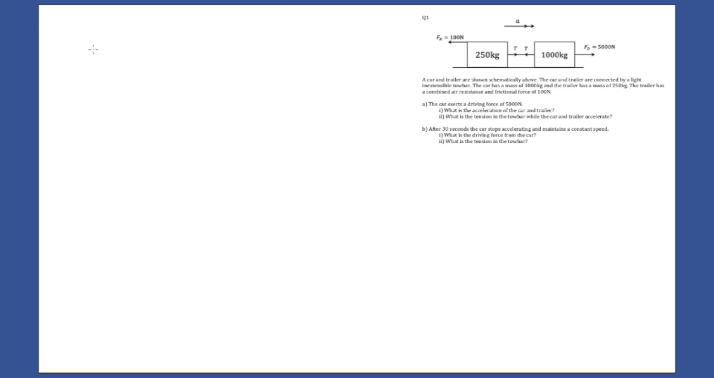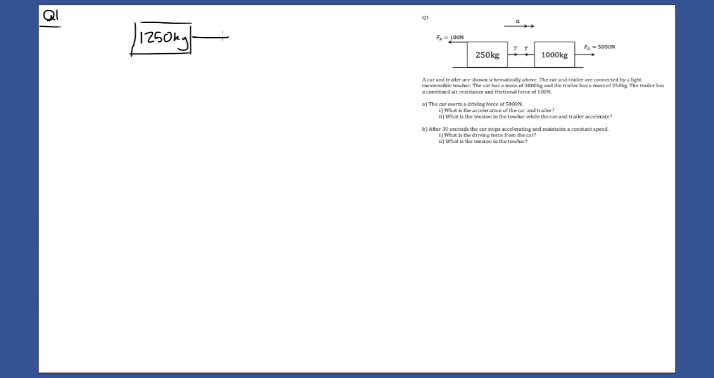Okay, so for question one, this is a sort of classic truck and trailer situation. We can look at all the details, but the first question is asking us to work out the acceleration of the car and the trailer. So let's simplify this diagram to start with. If I just have a single block that includes all the mass involved, we don't need to worry about the tension, just model it as one particle.